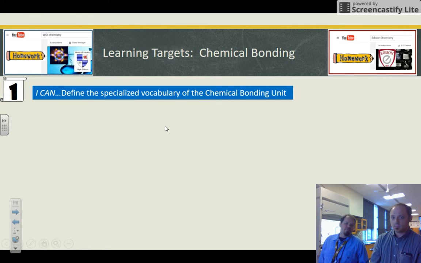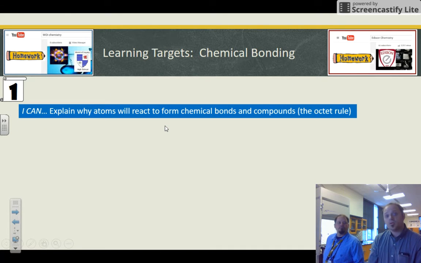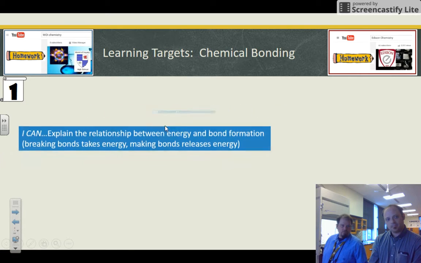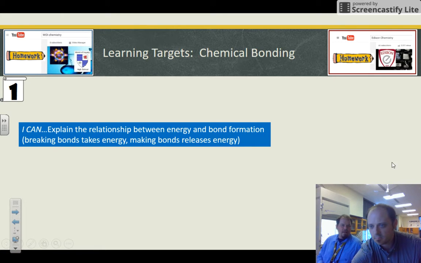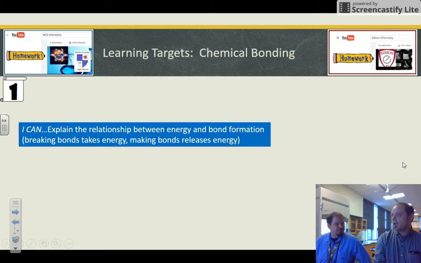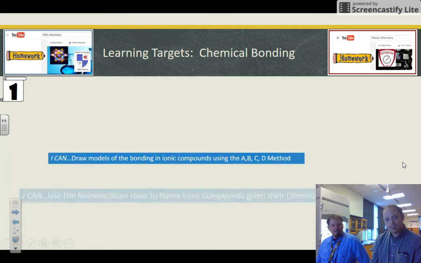Of course, you will be able to do your vocabulary for the chemical bonding unit. That's your first learning target. You also have to be able to explain why atoms react to form bonds, following the octet rule, which is the cornerstone there. Then the relationships between energy when I make a bond or break a bond. So what's going on with energy? Drawing models of bonding in ionic compounds is important. It's not that difficult, but there's a certain method that will teach you. You call it ABCD. Works every time, if you know it.